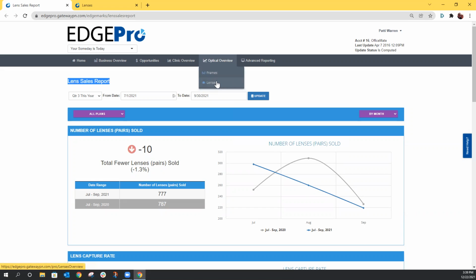So on this particular page, we're going to take a look at it. We're seeing some of those key metrics that people want to track. But anytime we're in advanced reporting, I always say it's about diving deeper. It's getting a little bit more information into our data or different insights. So let's take a look at our optical overview lens page first, and I'll show you what I mean.